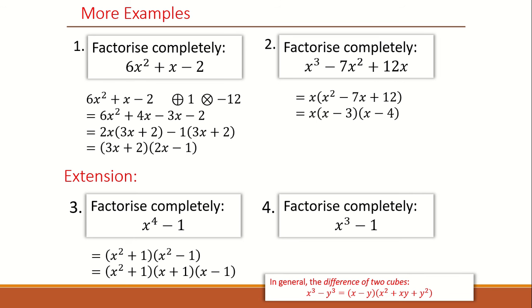For question 4, by using the rule at the bottom, you should have got x minus 1 multiplied by x squared plus x plus 1, in two different brackets.